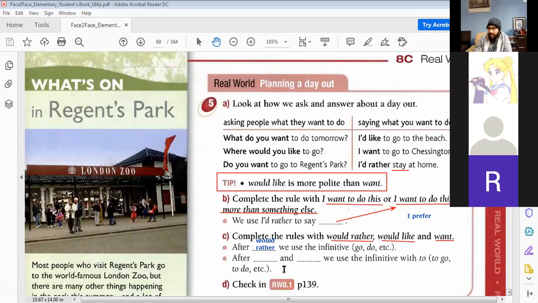And this means we use would like and want. After them, we use infinitive plus to, right? So you have to use to. Want to go, would like to go, want to stay, would like to stay. So you have to use want and would like.